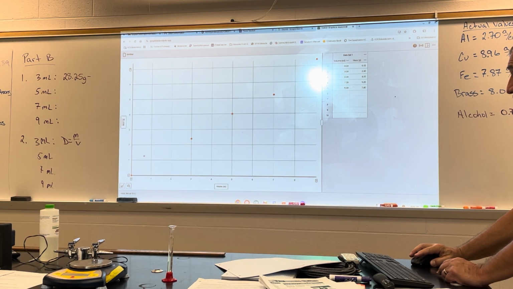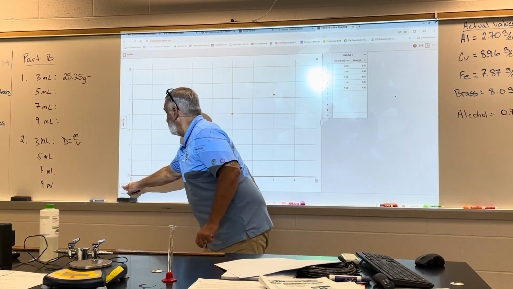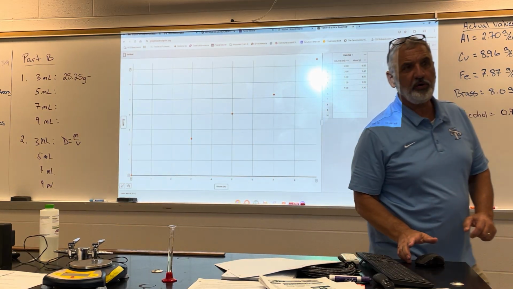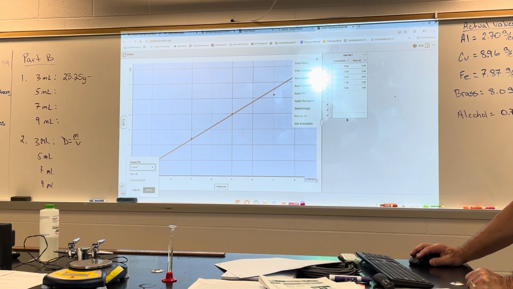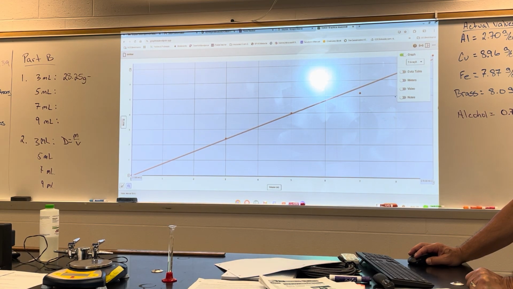Now go down to this little square down here, the bottom left corner, where it's got the little dotted line. Click on that and go to apply curve fit. Okay? Now let's come back up here and get rid of your data set. I don't want that to show anymore, so get rid of that. So now I have this.